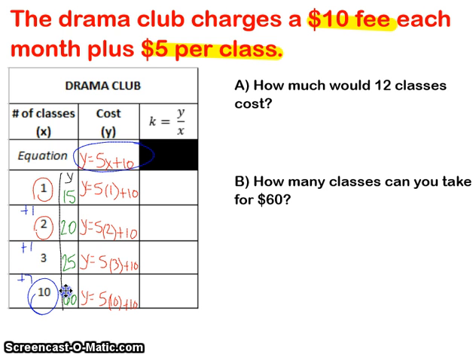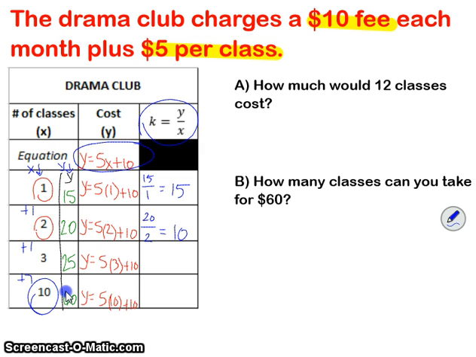The next step I need to do is fill in my k values, or my constant of proportionality. In order for me to do that, I have to do k is equal to y over x. These are my y values right here, and these are my x values. So all I have to do is divide those. So I have 15 over 1, and I know that our fraction bars represent division, so I know 15 divided by 1 is just 15. And then I go to the next one. I have 20 over 2, and I know that 20 divided by 2 is 10.